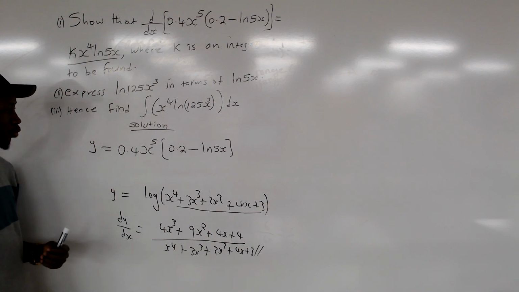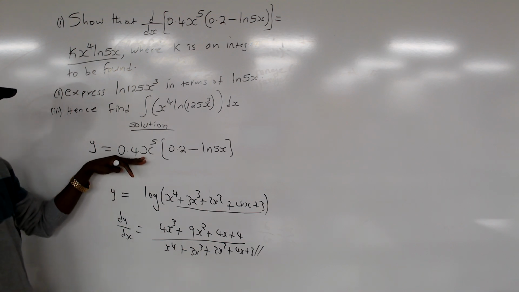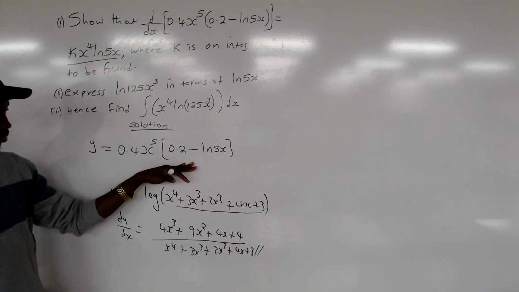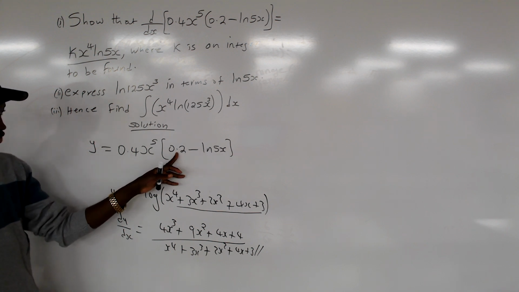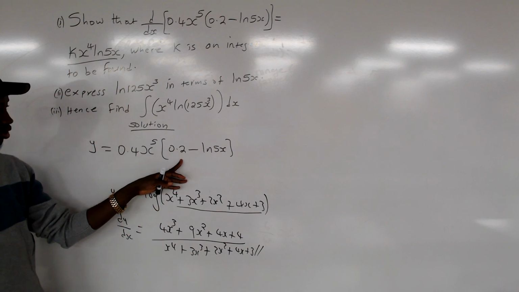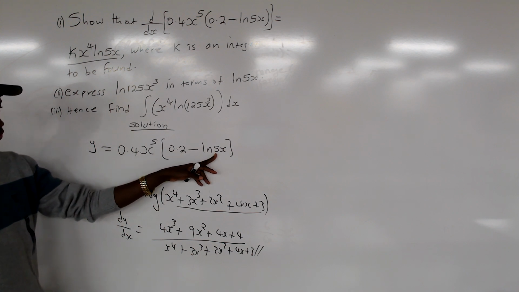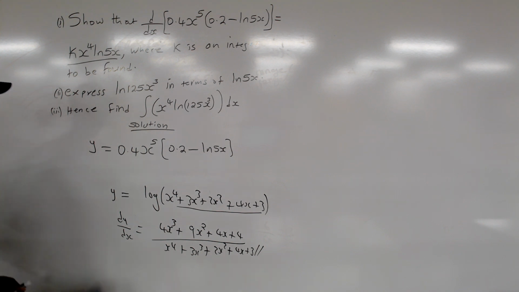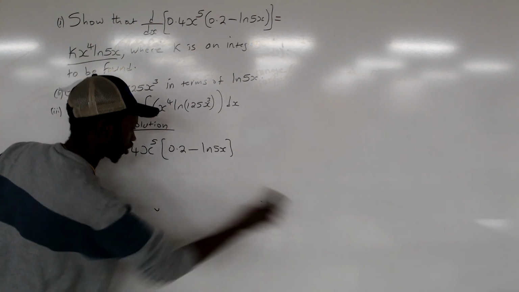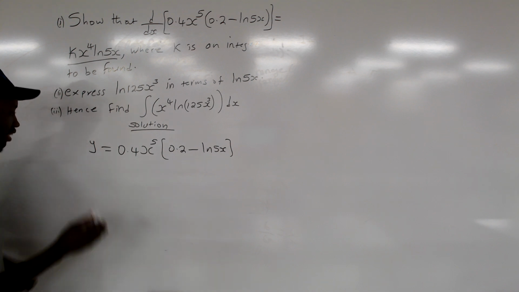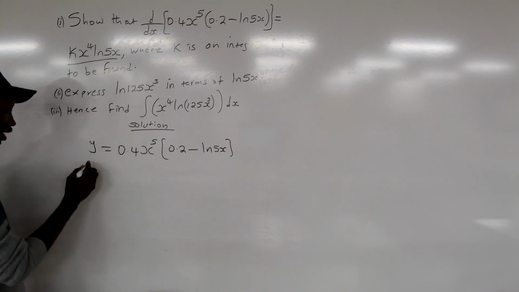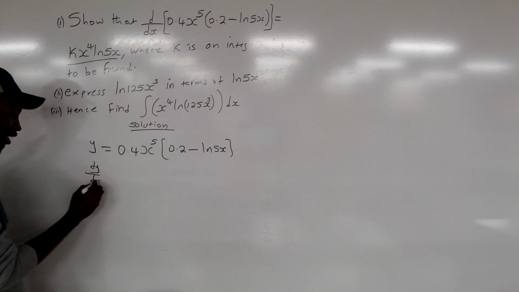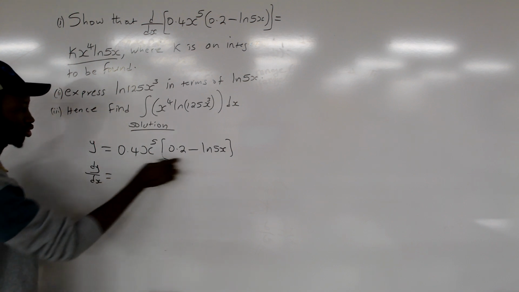So we differentiate this term and also the terms inside this bracket. When we differentiate, 0.2 is a constant, so definitely we have 0. When you differentiate ln 5x, like I told you, we have 5 divided by 5x. So we have to take note of this. If we differentiate this function, the differential of y with respect to x, dy over dx.